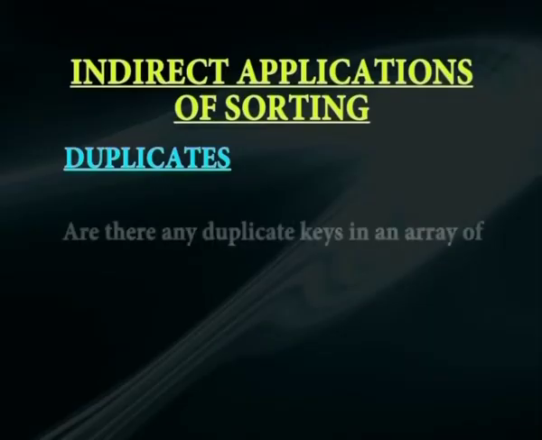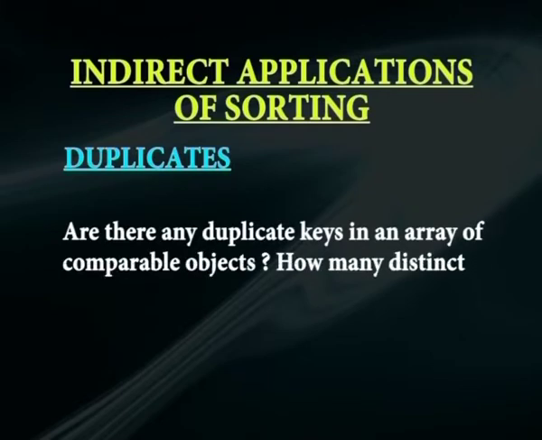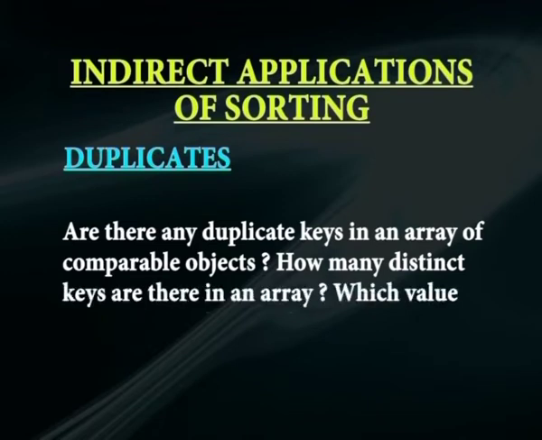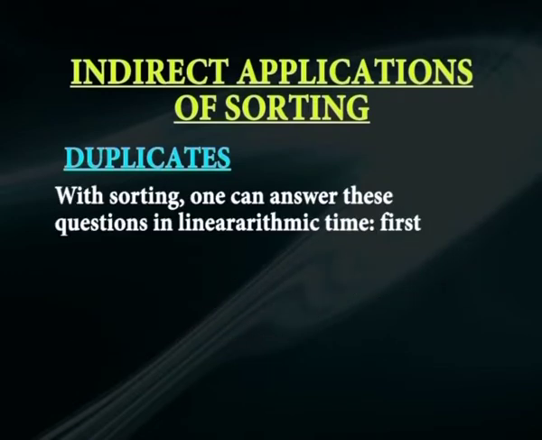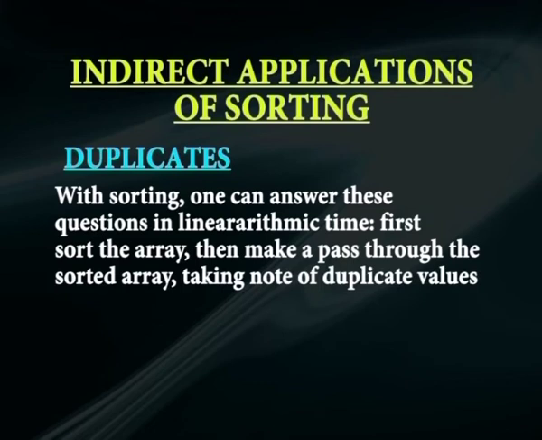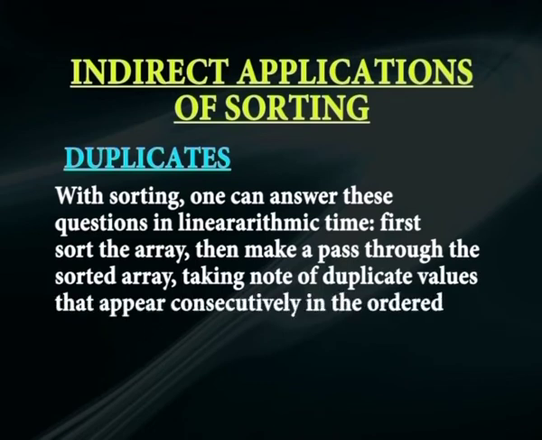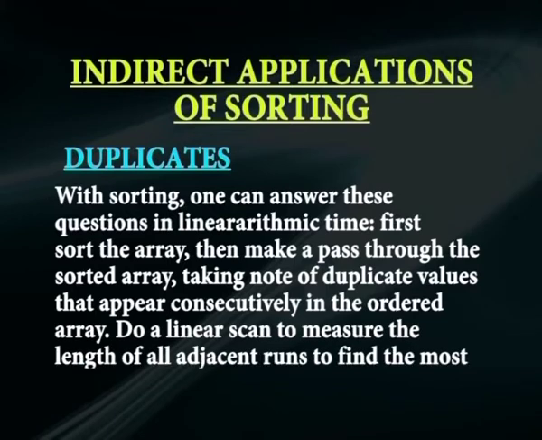Duplicates. Are there any duplicate keys in an array of comparable objects? How many distinct keys are there in an array? Which value appears most frequently? With sorting, one can answer these questions in linear arithmetic time. First, sort the array, then make a pass through the sorted array, taking note of duplicate values that appear consecutively in the ordered array. Do a linear scan to measure the length of all adjacent runs to find the most frequent term.